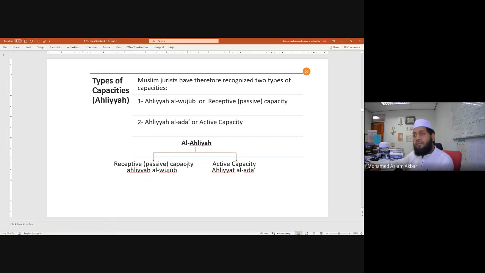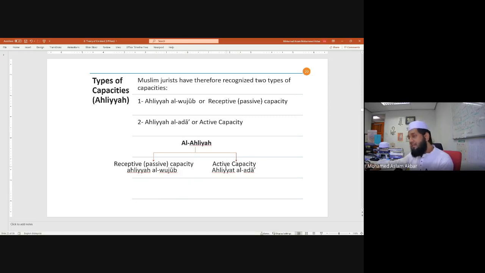Again, the second one. Receptive capacity, Ahliya al-Wujub, you have complete. What is the example for the complete? Anyone can tell me? Child. Very good. The child, the newborn child, it will be complete. But still, it comes under what? Receptive, passive capacity. All right. We will talk about them one by one. Don't worry. I'm just giving you this so that you won't get lost.